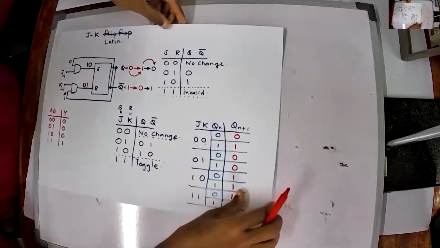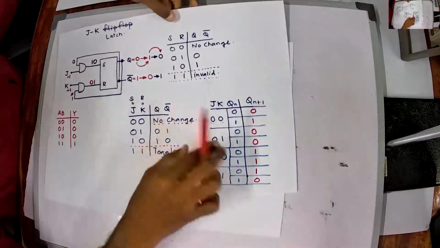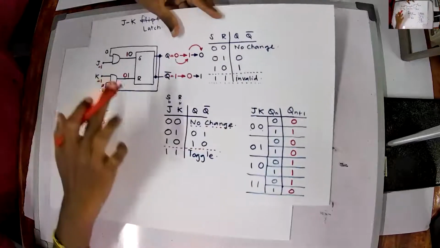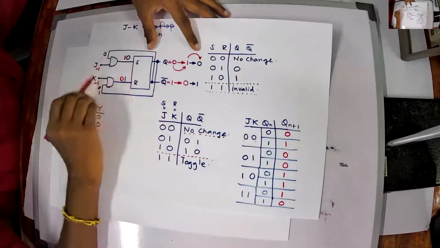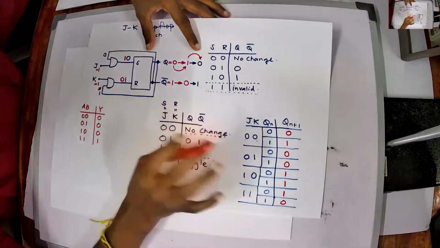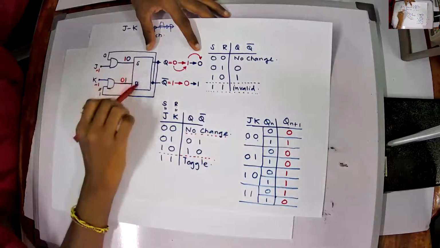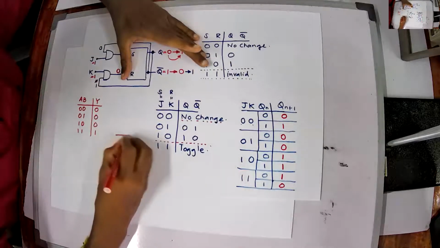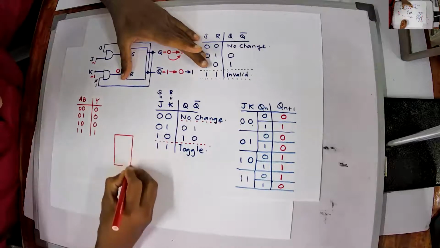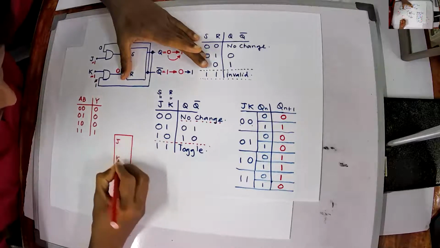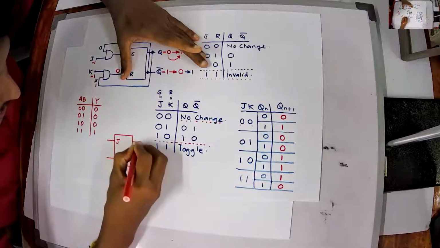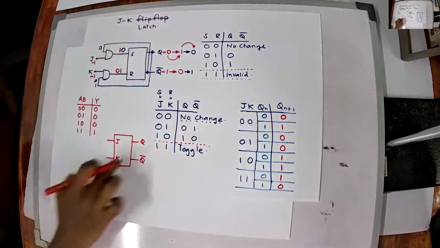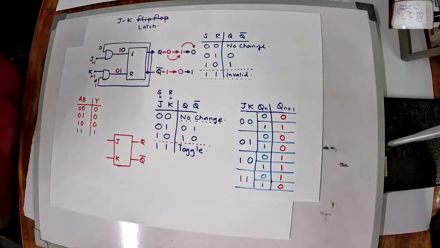Right, now let's see the difference between flip-flops and latches. What we have here is actually a JK latch. This is not a JK flip-flop; this is a JK latch, and this is an SR latch. I can draw the JK latch as something like this. I have two inputs, J and K, and then I have Q and Q bar, two outputs. These are called latches.